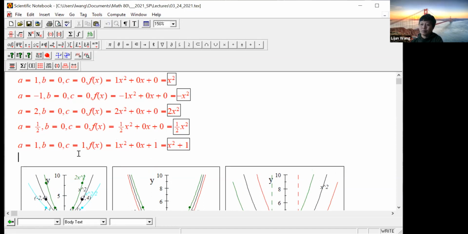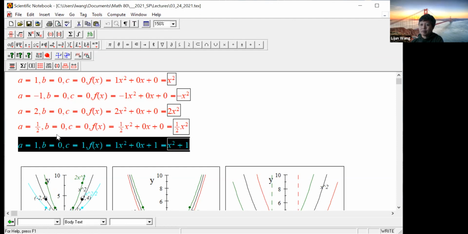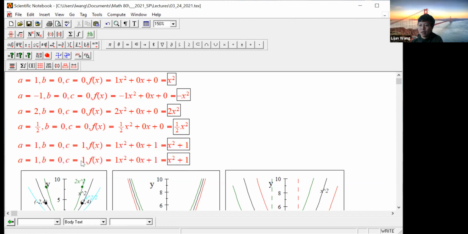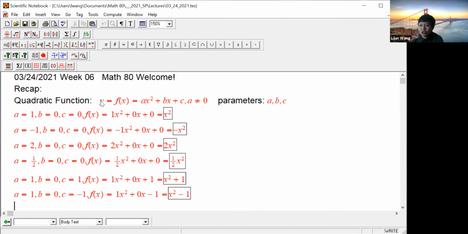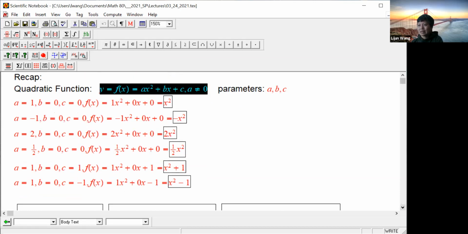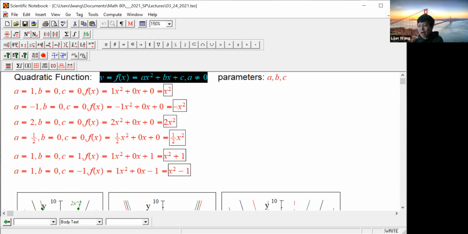Now, we still have A equals 1, B equals 0. I'm going to have C equals -1. So now I get x squared minus 1. Did we see x squared minus 1? Yes, we did. Does everybody follow me? We are discussing this general form of quadratic function. When we assign different values of A, B, C, we can get all of those other functions we have graphed last week.